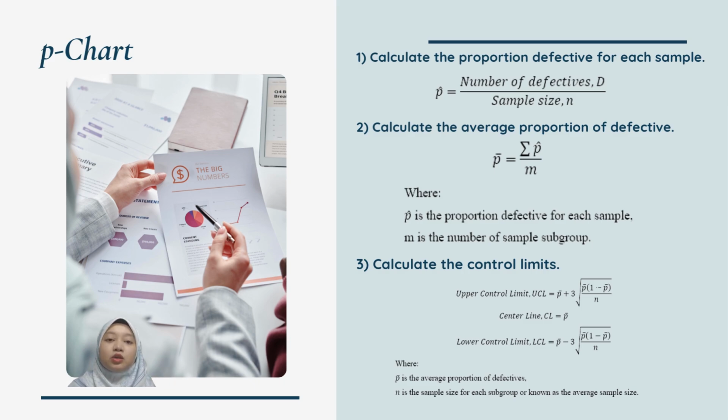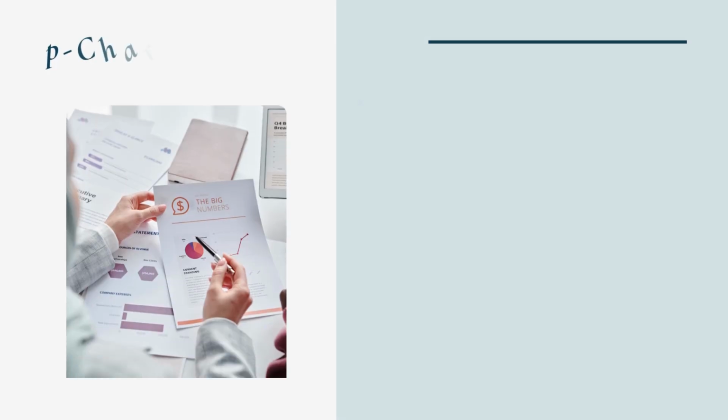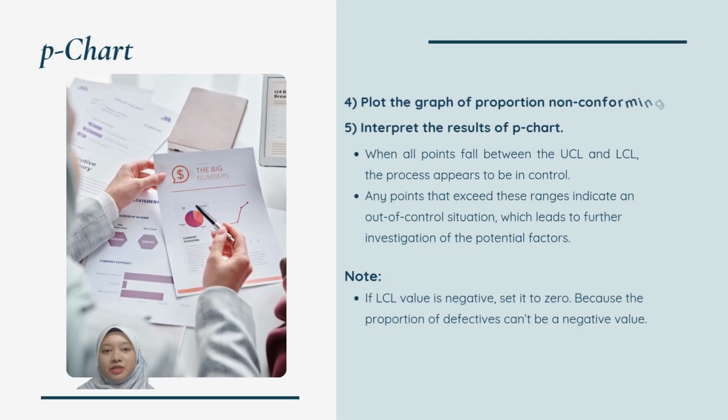Third, calculate the control limits, which is upper control limit UCL equals P bar plus 3 square root of P bar multiplied with 1 minus P bar over n. While the center line we can get from the average proportion of defective. Then the lower control limit LCL is P bar minus 3 square root of P bar multiplied with 1 minus P bar over n. Next, step 4 is plot the graph of proportion non-conforming, which is the P chart. The last step is interpret the results from the P chart.